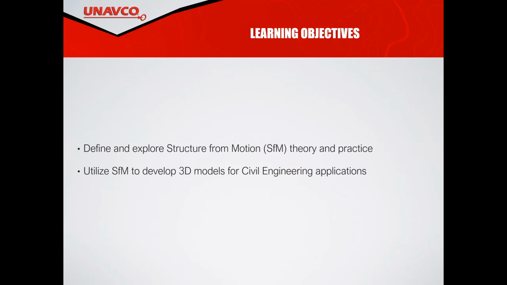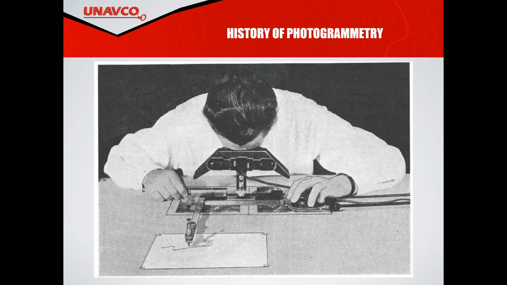So today we will define and explore structure from motion, theory and practice, and then we'll utilize SFM, structure from motion, to develop 3D models for civil engineering applications. So photogrammetry is the kind of method that we're using. And the idea of photogrammetry is that you can use many images.